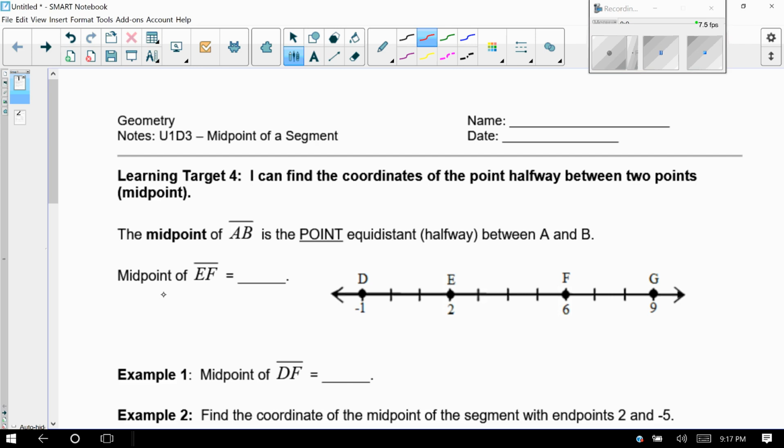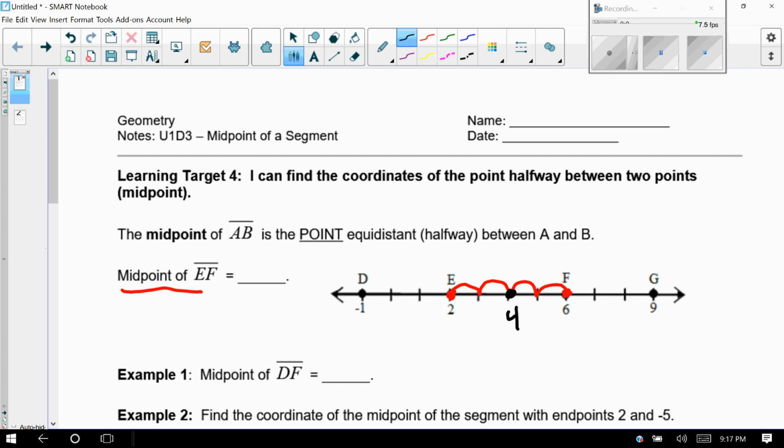It says the midpoint of EF. We know how to measure E to F, right? We go from E to F. E is at 2, F is at 6. Make sure that they're not counting these little dashes could be counting by 2s or 5s, but it looks like they're counting by 1s in this case. So we can count from E to F. We know that that is 1, 2, 3, 4 units. And we know our halfway in between there is going to be right here, right? And this is going to be at point 4.